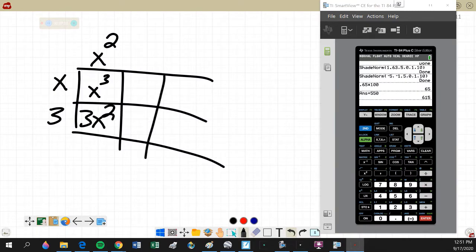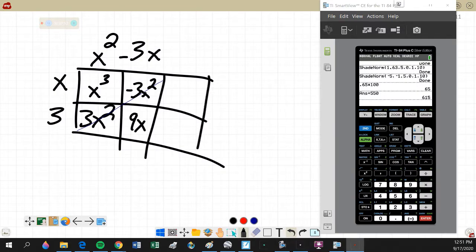Now here's where it gets a little tricky. These two need to add up to be 0. There is no x squared term in the numerator. So it's just -3x squared, which makes this -3x, which makes this 9x.